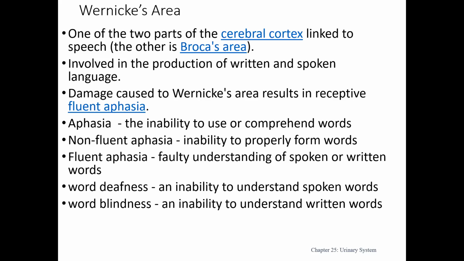So what happens here, if we have damage to Wernicke's, we have fluent aphasia. We can't comprehend what the words mean or what the written word or spoken word means. Non-fluent aphasia is that we can't speak properly. So if Broca's is damaged, it's non-fluent aphasia. If Wernicke's is damaged, it's fluent aphasia. So the two speech areas in the cortex: Wernicke's for comprehension, Broca's for speaking.